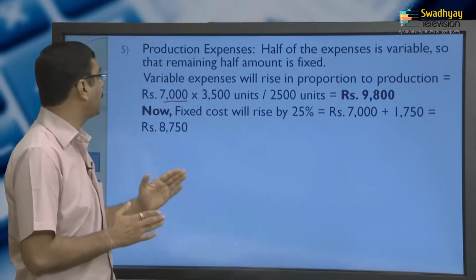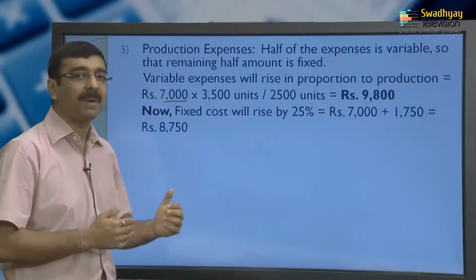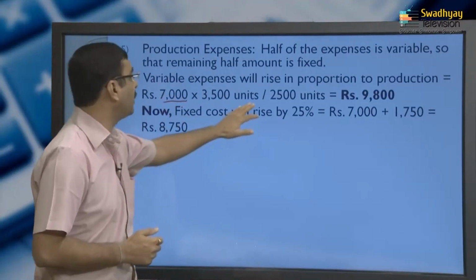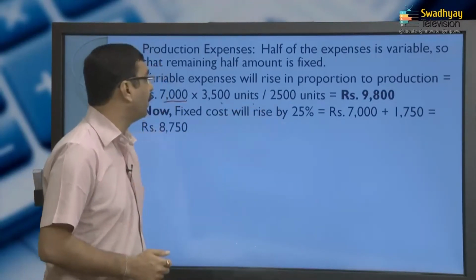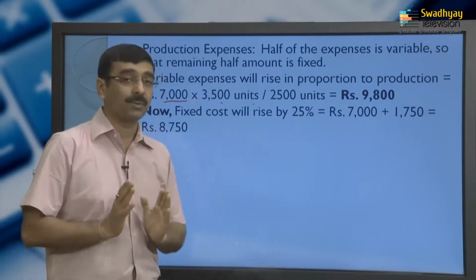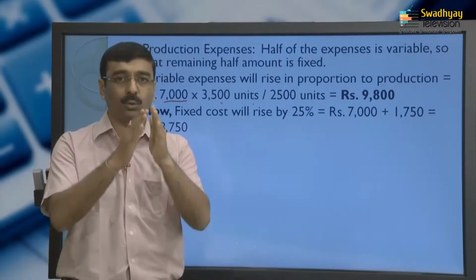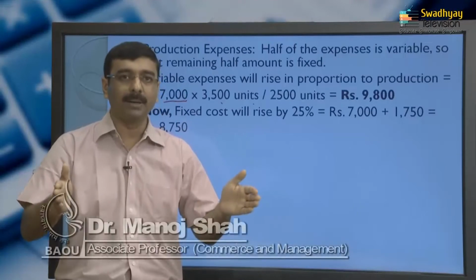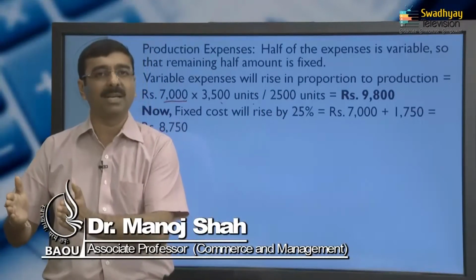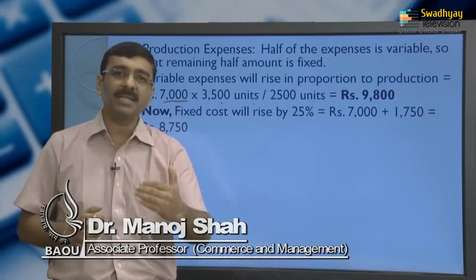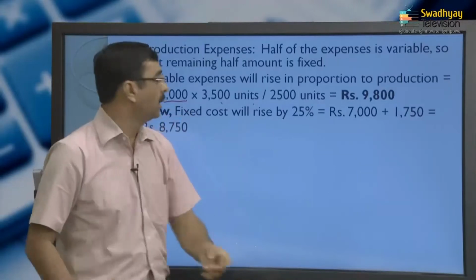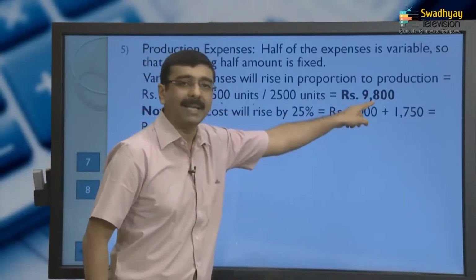So, 9800 rupees is the variable expenses for the year 2014 on the basis of the change in the production number of units. Now see here, fixed expenses is actually 7000, because we already divided the total amount of production expenses into two parts. The 7000 was fixed expenses and the remaining 7000 is variable expenses. Variable expenses always change on the basis of changes in the number of units. So that we already found out, that is 9800.